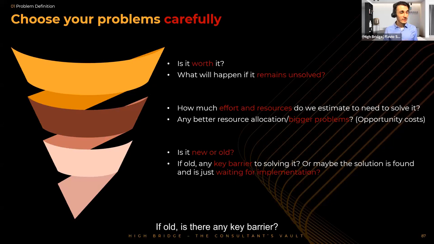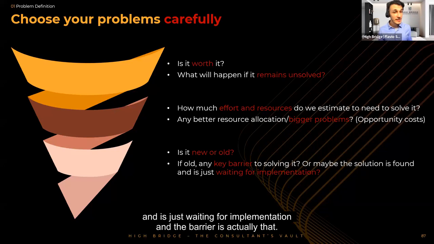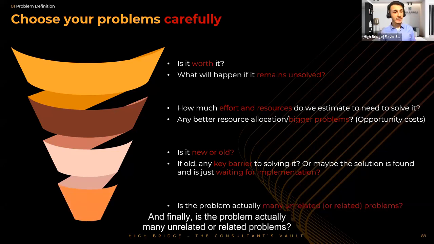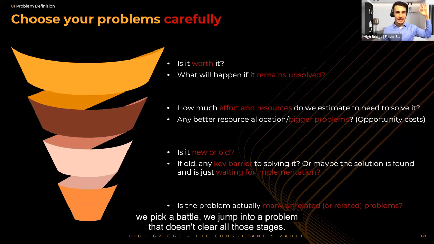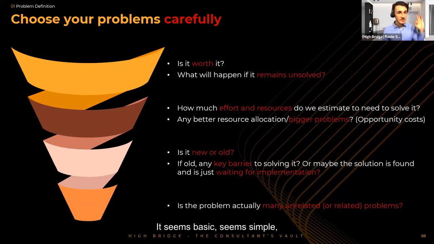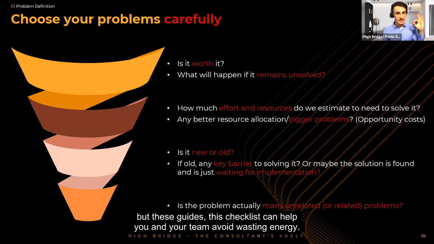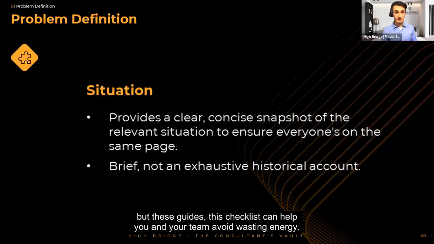This problem. If old, is there any key barrier, like maybe an invisible barrier, preventing people from solving it? Or maybe the solution is already found and is just waiting for implementation, and the barrier is actually that. And finally, is the problem actually many unrelated or related problems, right? It's a must-have discussion with your team. The whole funnel is so important. We oftentimes start, like we pick a battle, we jump onto a problem that doesn't clear all those stages, right? It seems basic, seems simple, but this guide, this checklist can help you and your team avoid wasting energy.